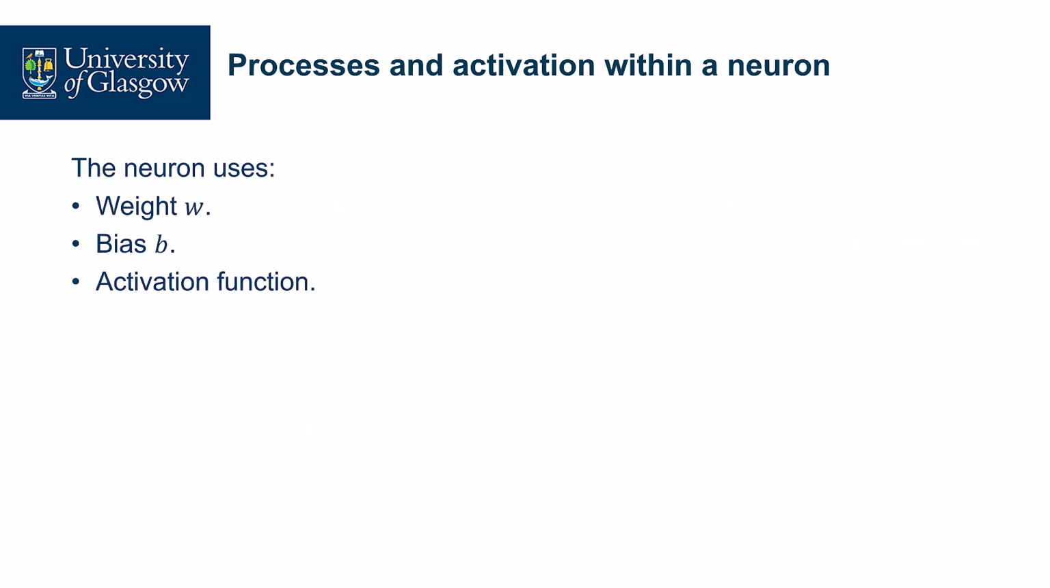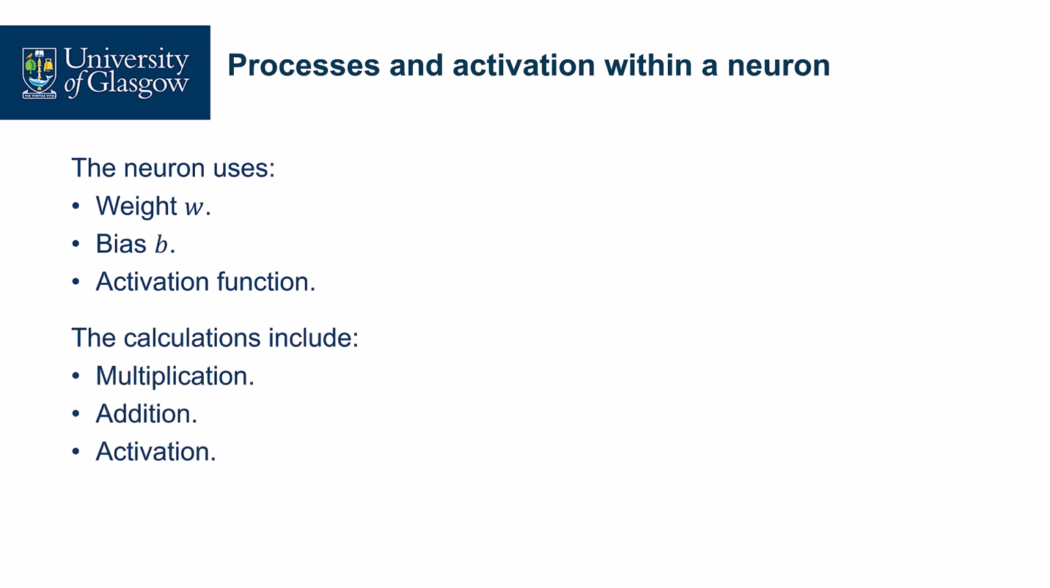Now, after knowing the activation function, we can study more about how a neuron processes a signal. For a neuron, we use three things. First is the weight, which comes from the connection to it. There is a bias inside the neuron, and there is an activation function inside the neuron. The calculation we do is multiplication, addition, and activation. Here I will show you an example.